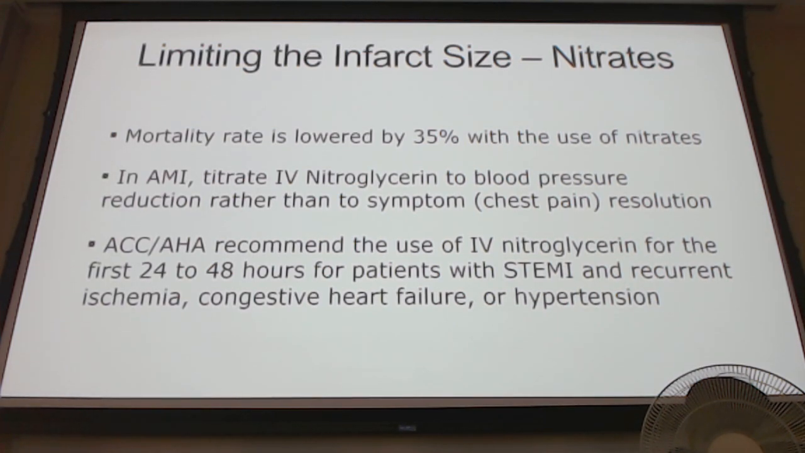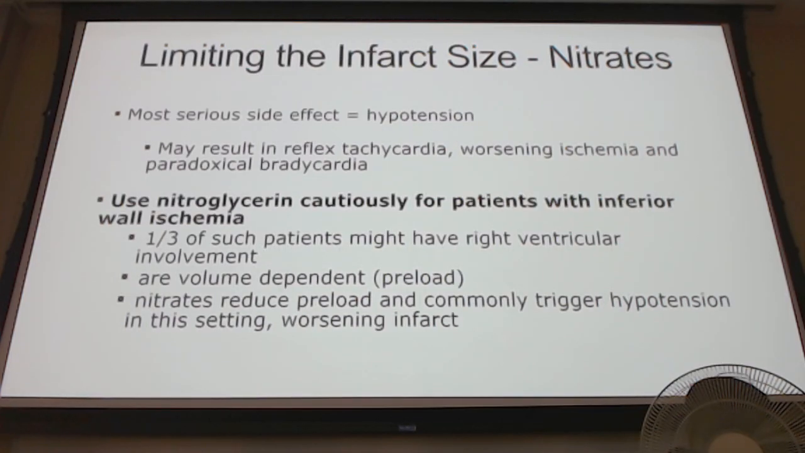We can give them the ones that you dissolve under your tongue. We also have nitroglycerin paste, or most of the time we'll start a nitroglycerin drip in these patients and titrate it. Commonly we see hypotension with it, which is why we don't give it in hypotension. You may see a reflex tachycardia, which is very rare, but those are side effects we want to consider, to worsen ischemia and cause a paradoxical bradycardia, but those are not super common.